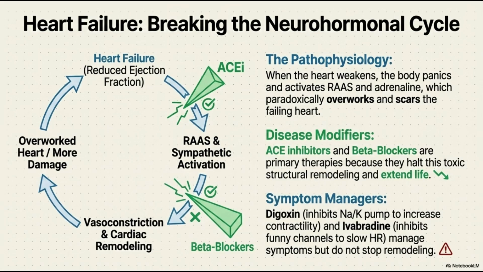Heart failure, breaking down the cycle, the pathophysiology. When the heart weakens, the body panics and activates RAS and the sympathetic system. This paradoxically overworks and scars the heart, leading to further damage. The process: we use ACE inhibitors and beta blockers as disease modifiers to halt this toxic structural remodeling and extend life. Symptom managers like digoxin may help the patient feel better, but do not stop the underlying remodeling.